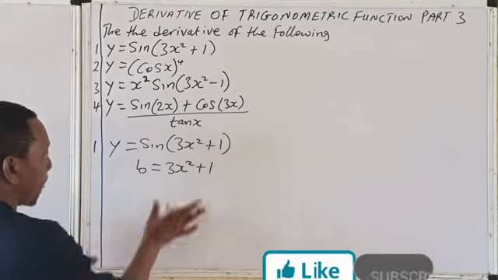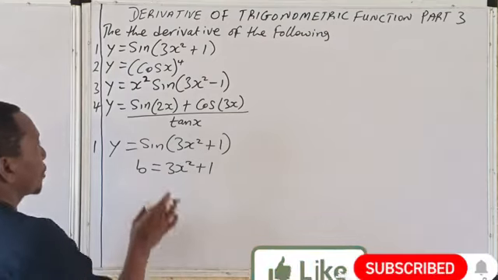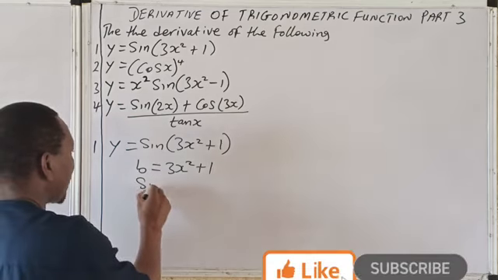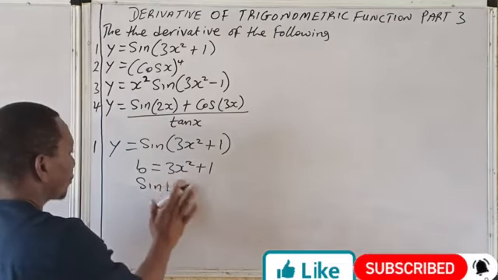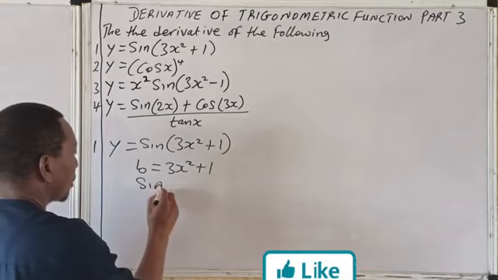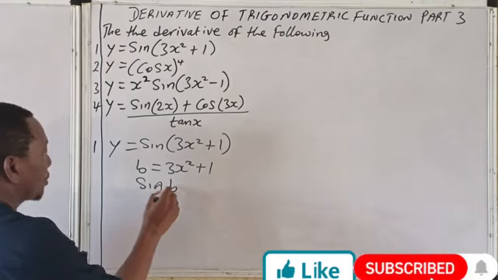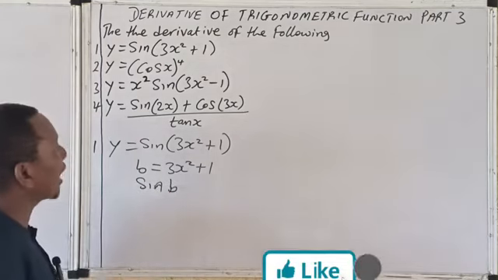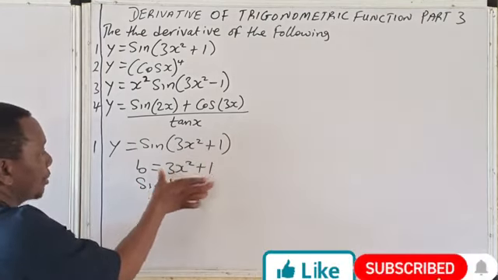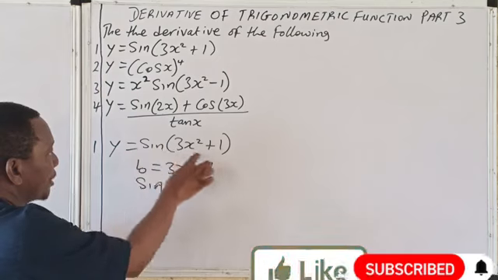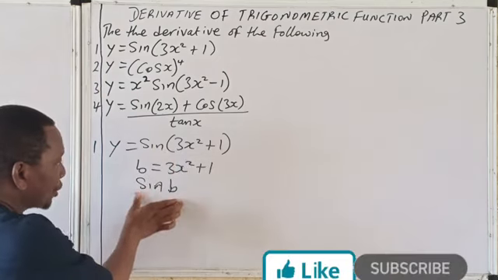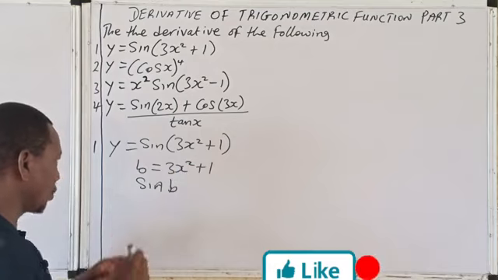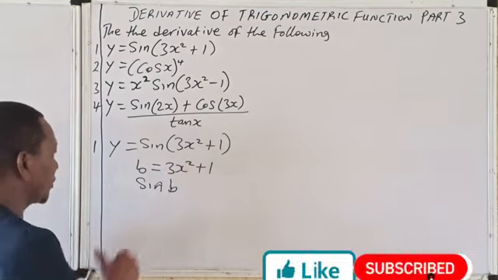So you differentiate this and you differentiate that. You can now change this to sine b. Remember, what I did first is take this as b, then represent the whole thing as sine b. So I can differentiate each and then combine the two. It's as simple as that. Let's differentiate this first.